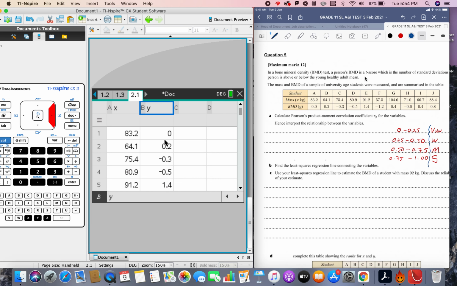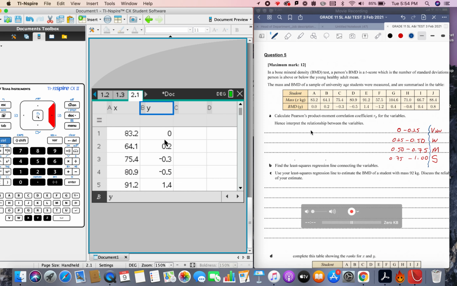And here's a bunch of university-age students measured to see if there's any link between the mass of a student and their bone mineral density. So it goes straight into calculate Pearson's product moment correlation coefficient. Pearson's PMCC is the regular correlation coefficient that we would normally run if the data is continuous variables, and if there seems to be some kind of positive relationship, and if there are no outliers.